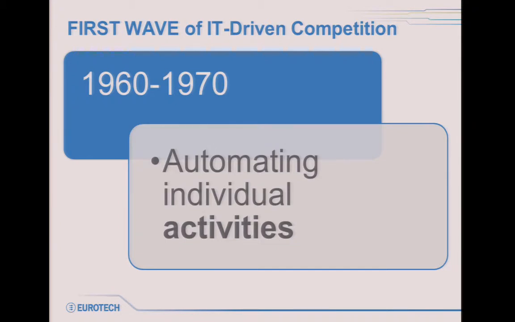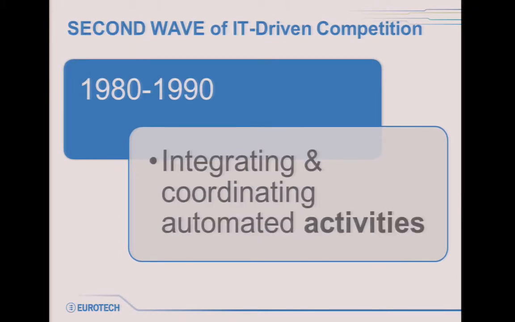Just a very small introduction. What happened in recent times? Between the 60s and the 70s, informatics were used to computerize individual activities, and this changed the internal processes of the companies, improving productivity and changing the supply chain. Then came the 80s and 90s, and given that very many individual activities had been computerized, IT companies like us started integrating these single computerized activities.